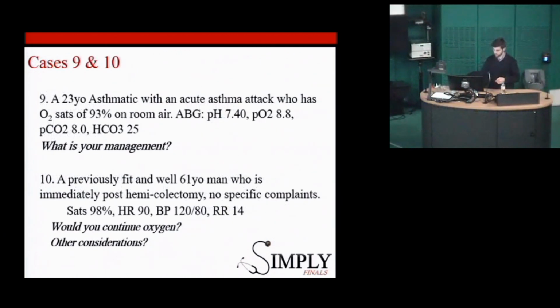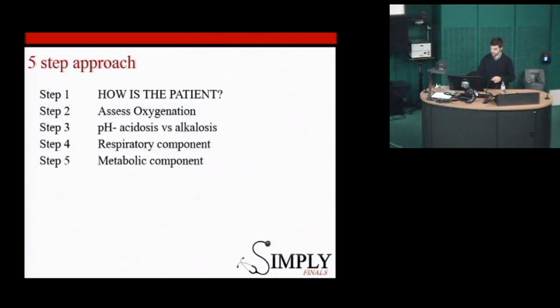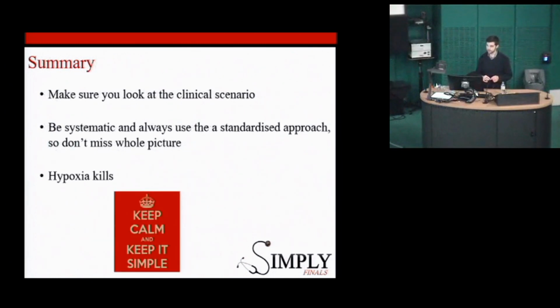Nine and ten read at home: asthmatic and a quite well post-op patient. With ABGs, make sure you use a structure, whatever structure you've got. With oxygen, if they're unwell, give high flow oxygen and then worry about the COPD later.